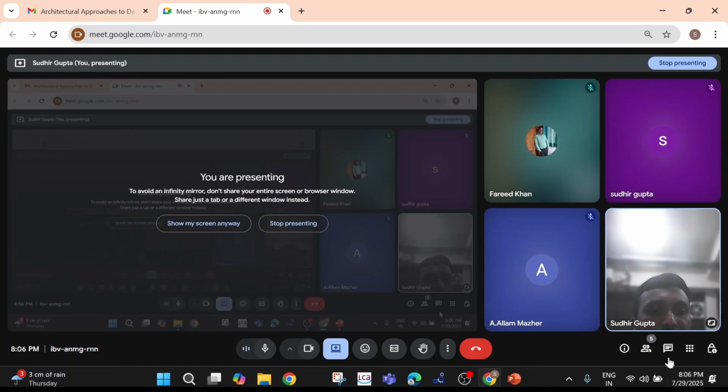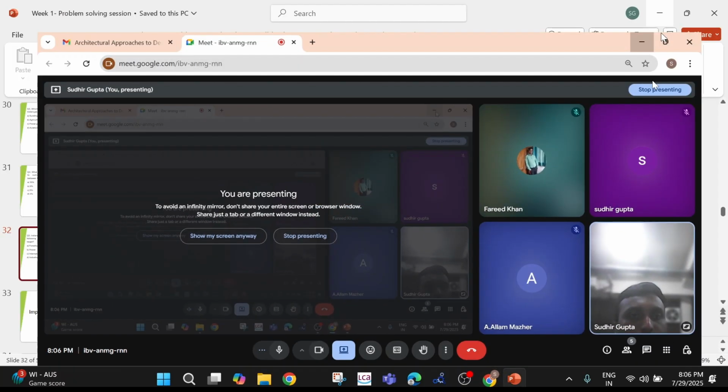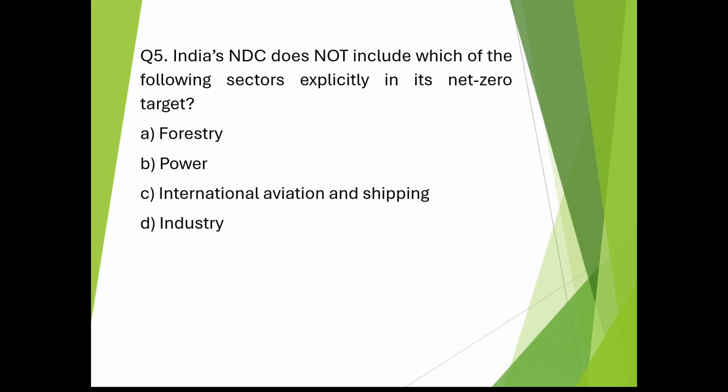So can we move to the next question then? Everybody is clear for this particular question? Okay. So as you all can see, for question number 5, the correct answer is option C, as Alam has already answered. India's net zero target excludes international aviation and shipping emissions, and no plan for inclusion of international credits is currently specified. So you have answered it correctly.